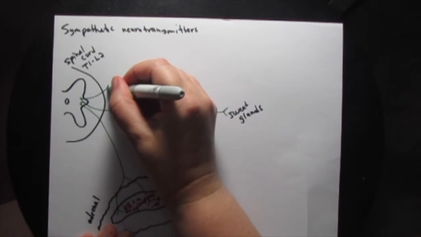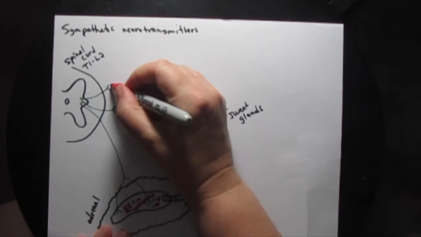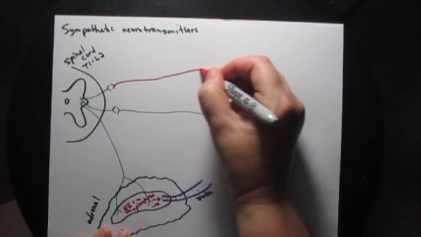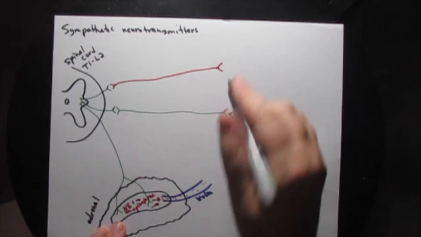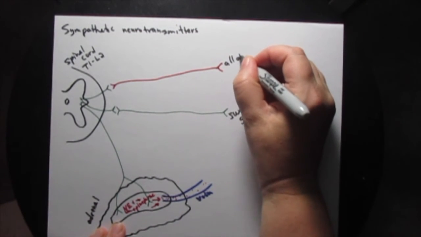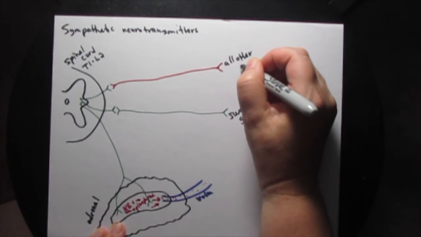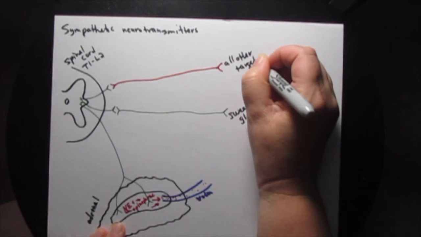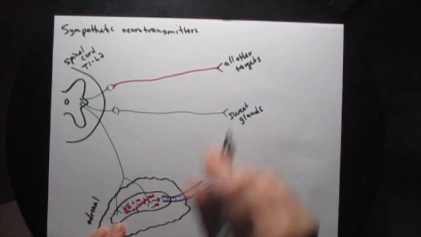And then the last one we're going to draw is where the preganglionic neuron is green and the postganglionic neuron is red. So the exceptions are the adrenal medulla and the sweat glands, which are special cases, but everything else has a short green preganglionic neuron and a long red postganglionic neuron.